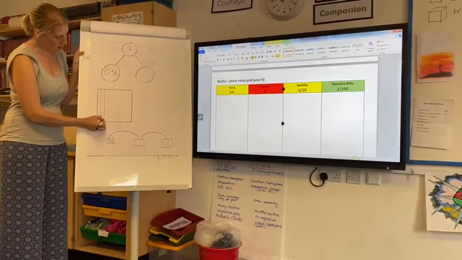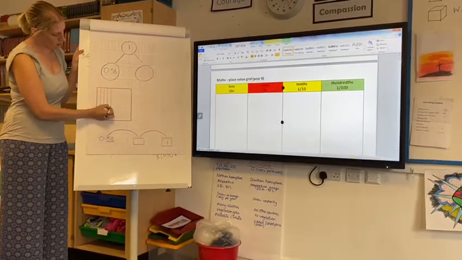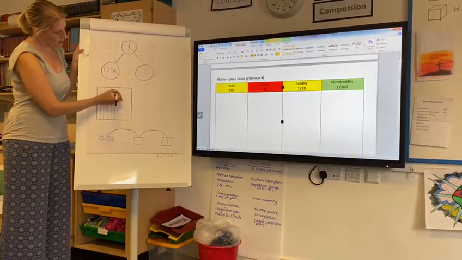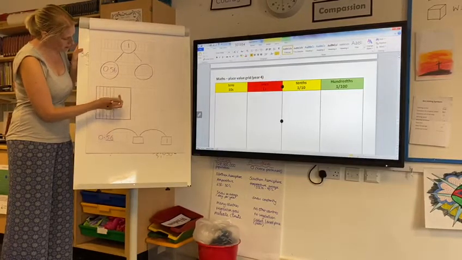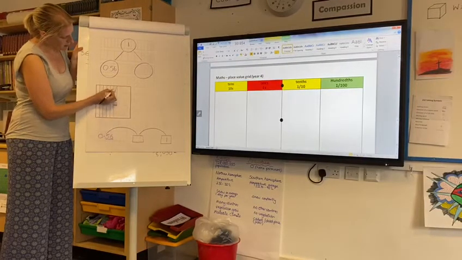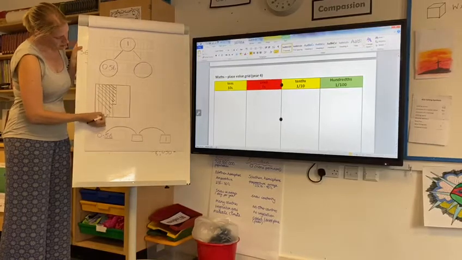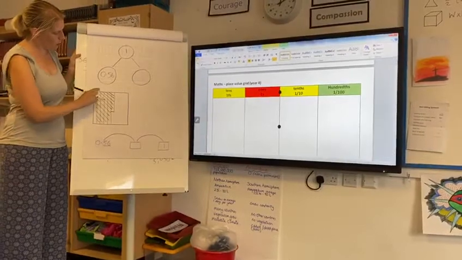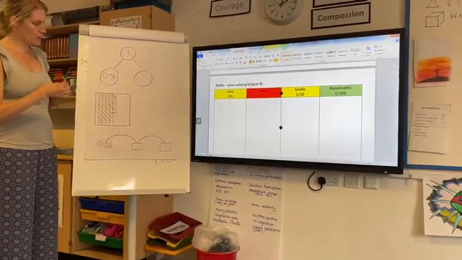Here's my 5/10. 1, 2, 3, here's my 5/10, and then I want an extra 6/100. 1, 2, 3, 4, 5, 6. There we go. So here are my 5/10 and 6/100 or 56/100, and I want to look for what else I need to make my whole.